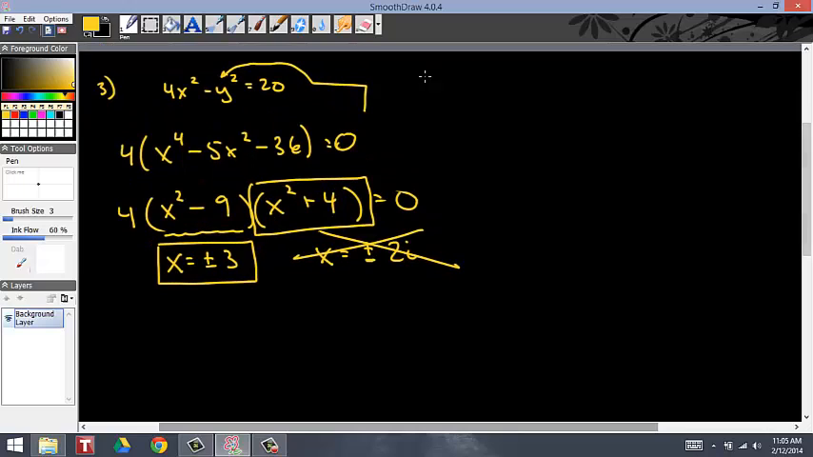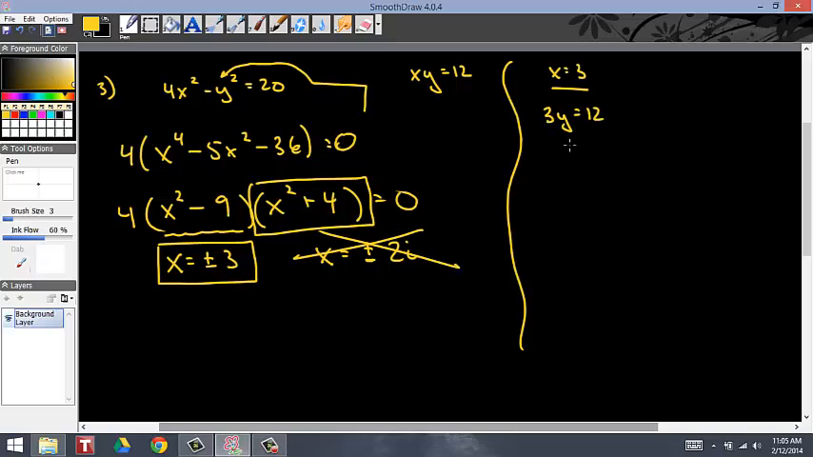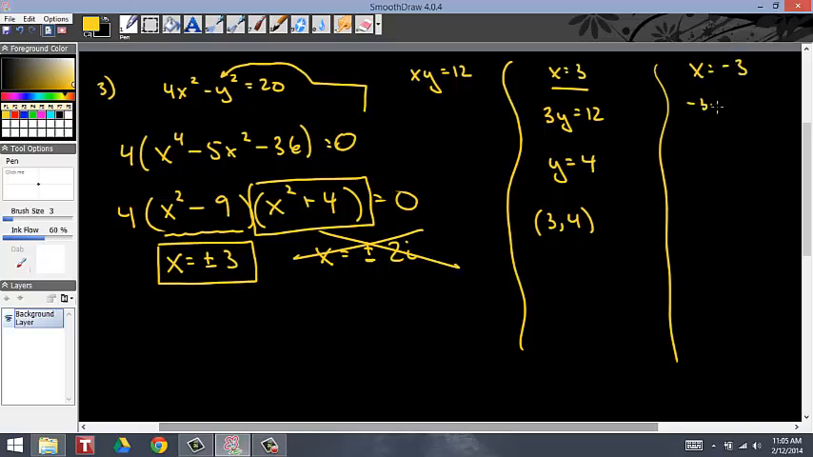Now from here, the second equation was xy equals 12. So now I have to create a situation when x equals 3. When x equaled 3, that was 3y equals 12, y equaled 4. So the first point of intersection is 3, 4. And then the next one is when x equaled negative 3. So negative 3y equals 12, y equals negative 4. So my last point of intersection is going to be negative 3, negative 4. So the evil part about this problem is that you've got to make sure that you don't include the imaginary intercepts. Cool. See you later.